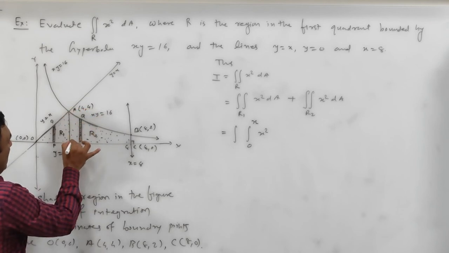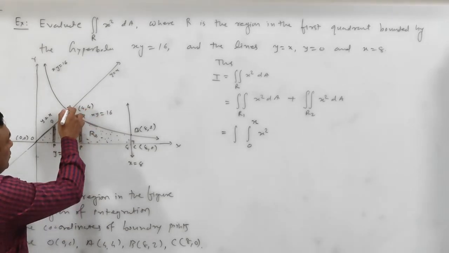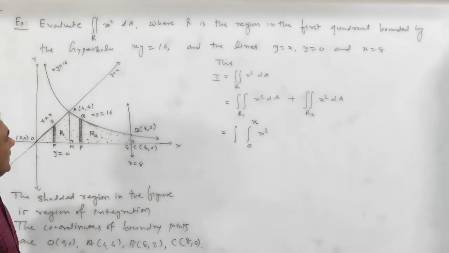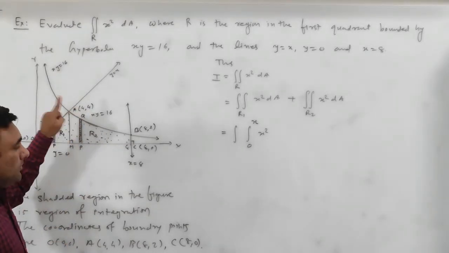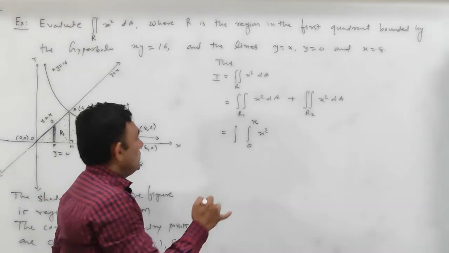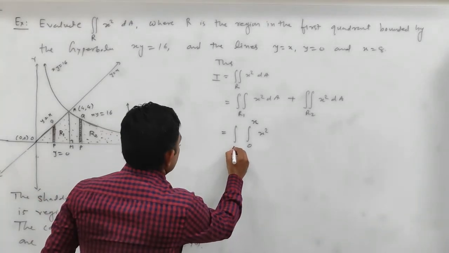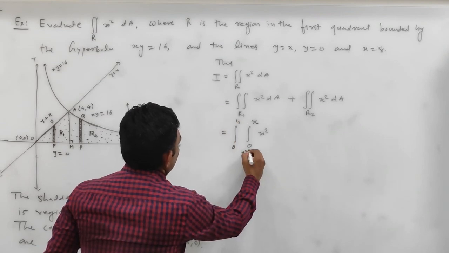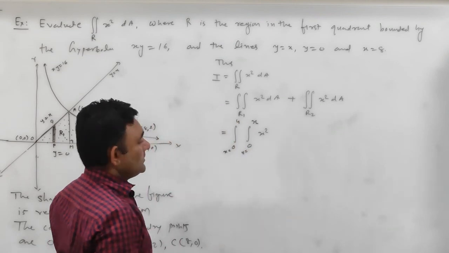This is a perpendicular line passing through AM. So whatever the x coordinate of A will be the x coordinate of M, and the x coordinate of A is 4. So x goes from 0 to 4. So this is the limit of y and these are the limits of x.